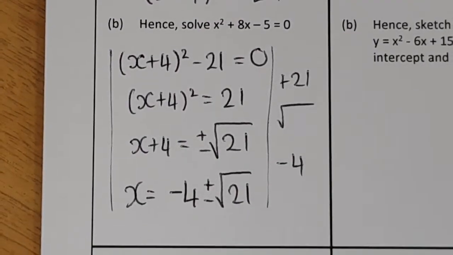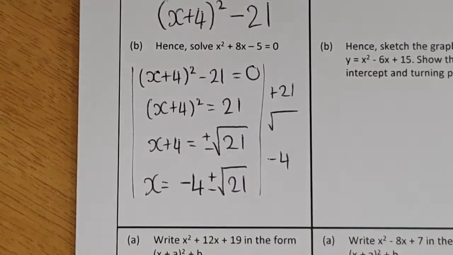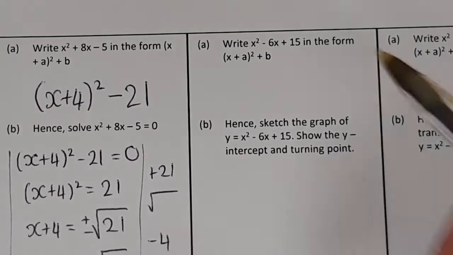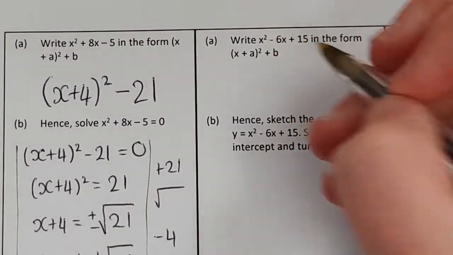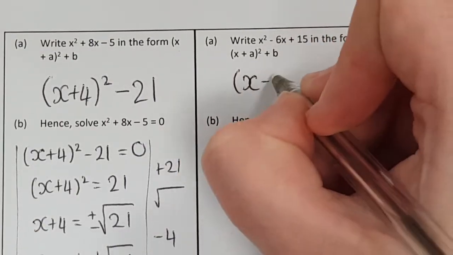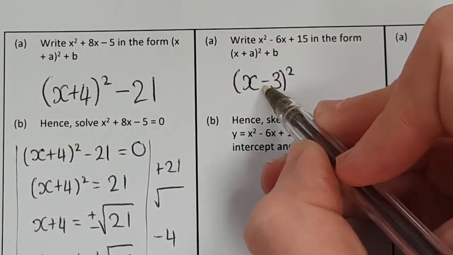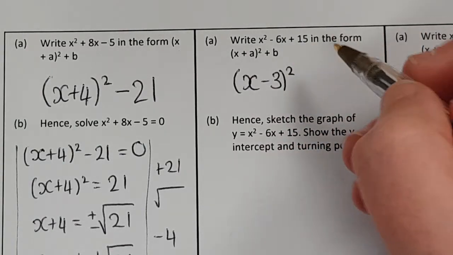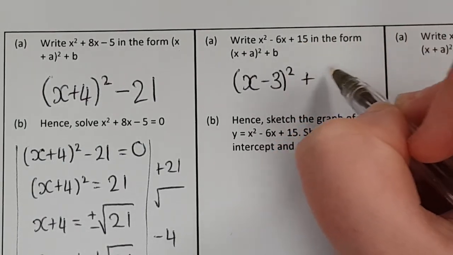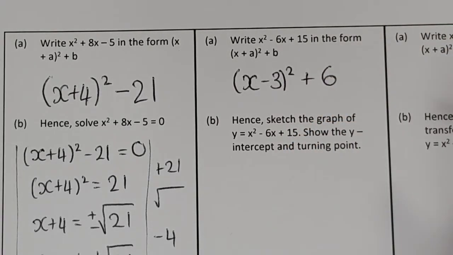If we then look, I'm just going to zoom out a little bit. If we then look at the second example, same idea again, we're going to half the middle term, so it becomes x minus 3 all squared. Now minus 3 squared is going to give me positive 9. I don't want 9, I want 15, so I need to add on another 6.